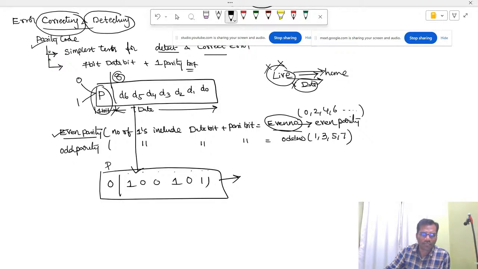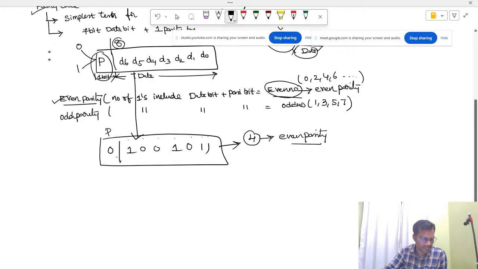Four ones. One, two, three, four. Okay, in the complete data bit and parity bit, how many ones are there? Four ones. Is four an even number or an odd number? Even number. Therefore, this code is called which parity? Even parity. So that's how to understand what is even parity and odd parity.